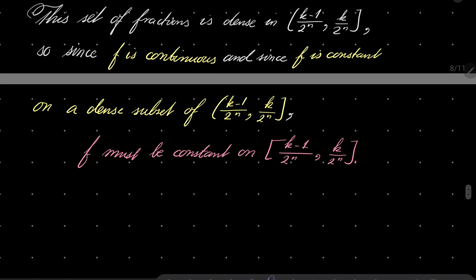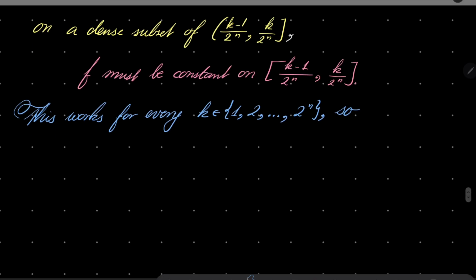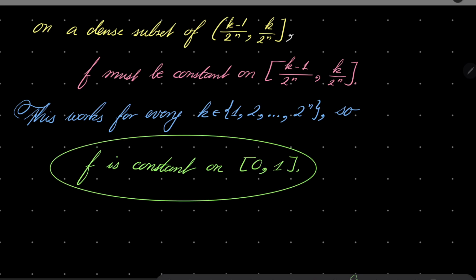So let's write it. This works for every k from 1 up to 2 to the power of n. So we get our result. So f is constant on the whole interval 0, 1, which closes our proof.